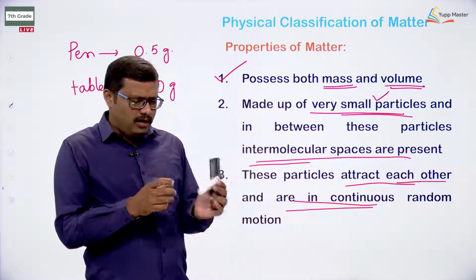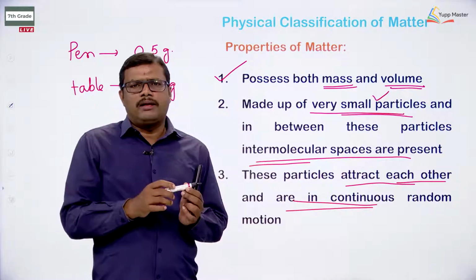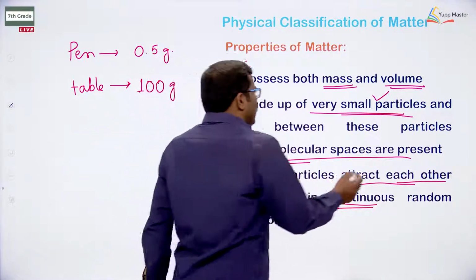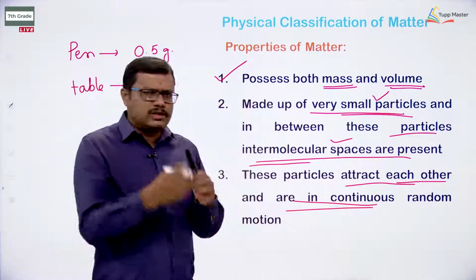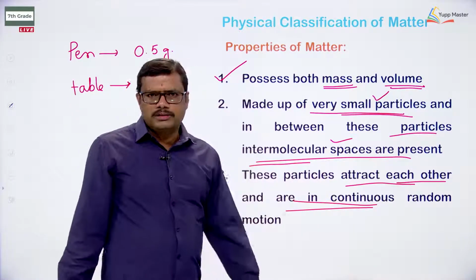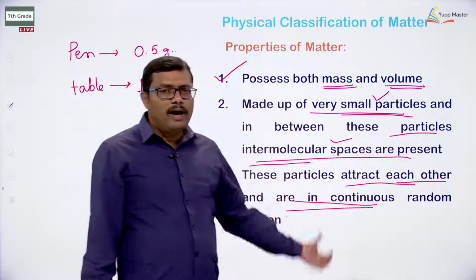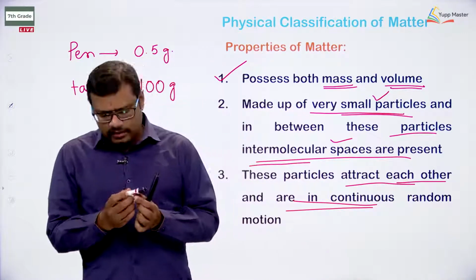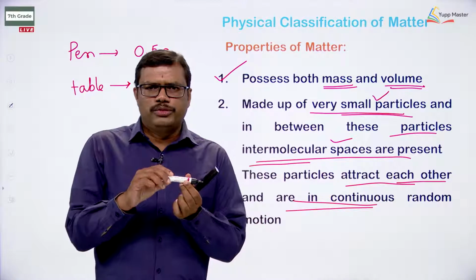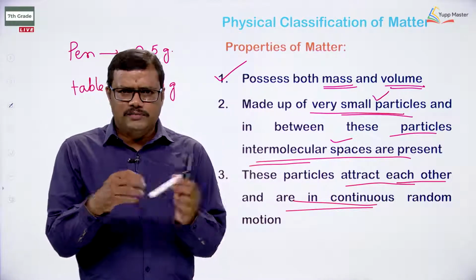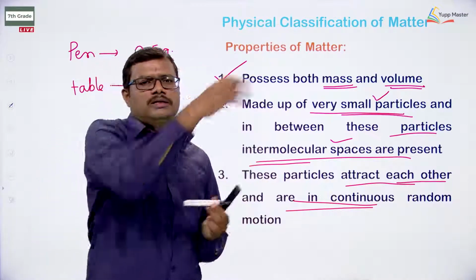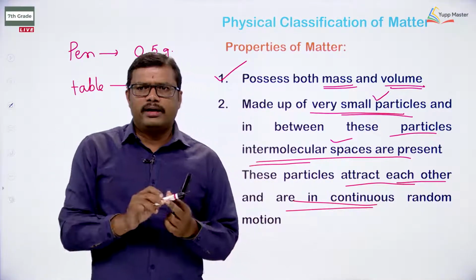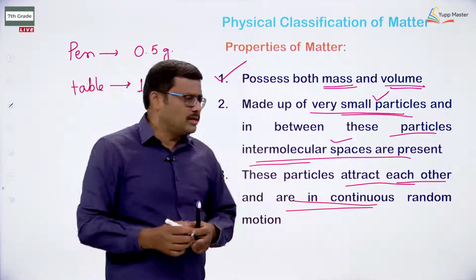If I look deep into this particular pen, what happens? I can see that between these particles intermolecular spaces are present. And one more thing: the particles attract each other, therefore the pen is in a tight position. Otherwise, if the particles were not attracting each other, one particle would go this side, another particle would go that side, so the pen would not be in a correct position. So we cannot consider it as matter.